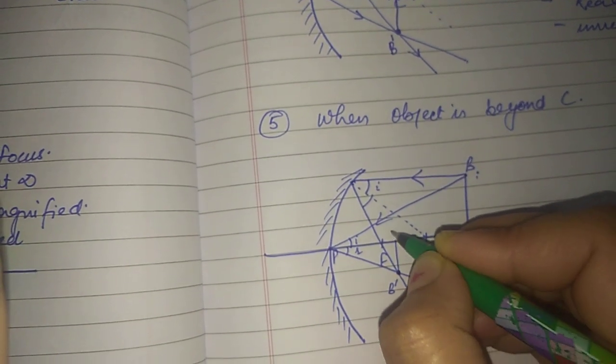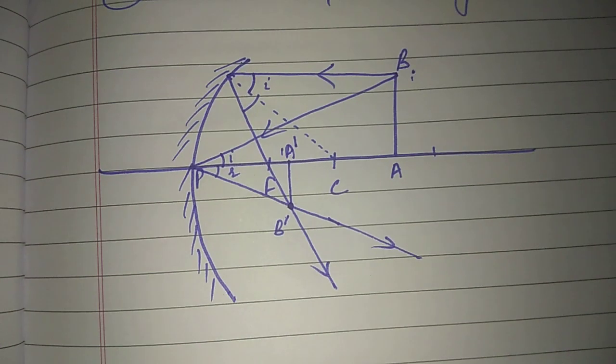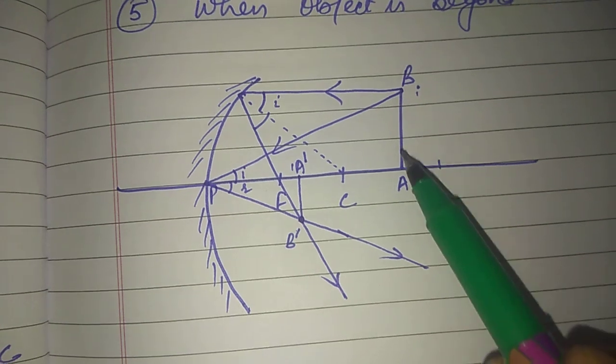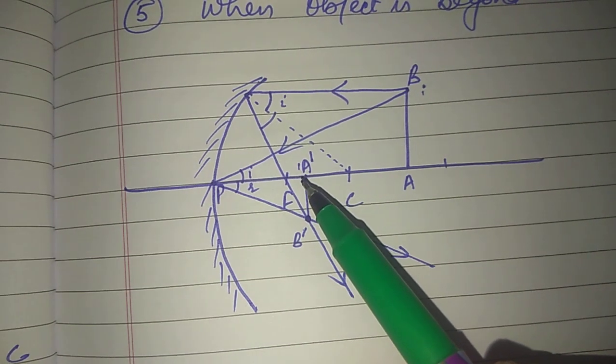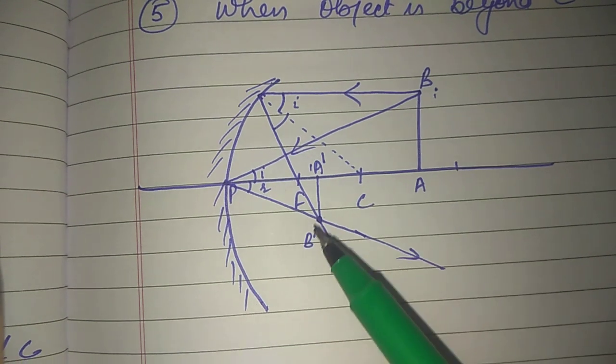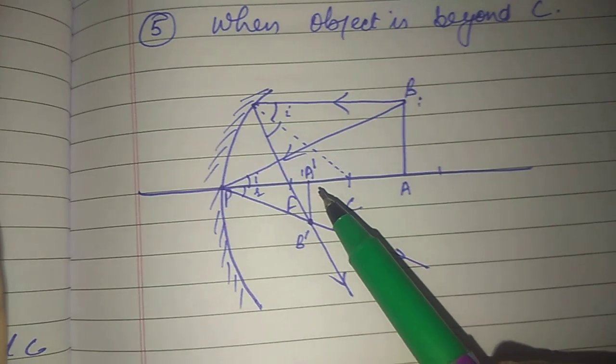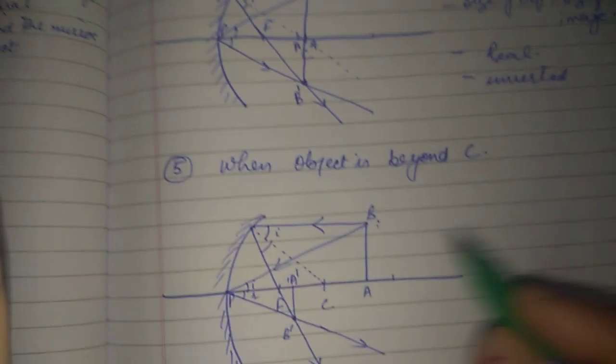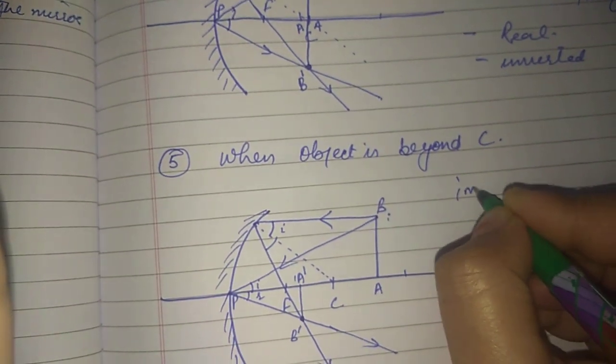and in order to draw point A, we can draw the perpendicular on the principal axis. So this is point A dash. So you can see that in this image, this was the object, and here the image is lying between focus and center of curvature. Size of the image is small, so we can write the properties of the image.